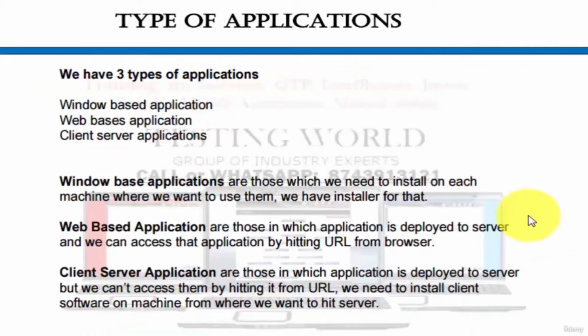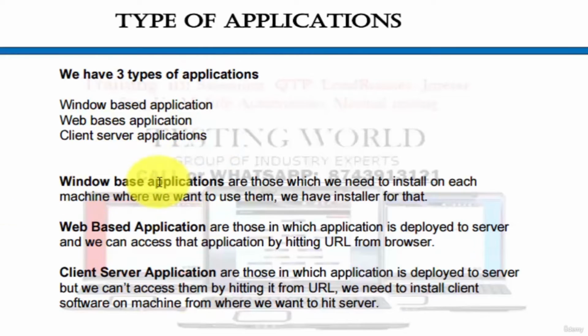In this session, we are going to understand what are the different types of applications. Normally we have three types of application: window-based application, web-based application, and client-server application. We will understand the difference between all these three kinds of applications.